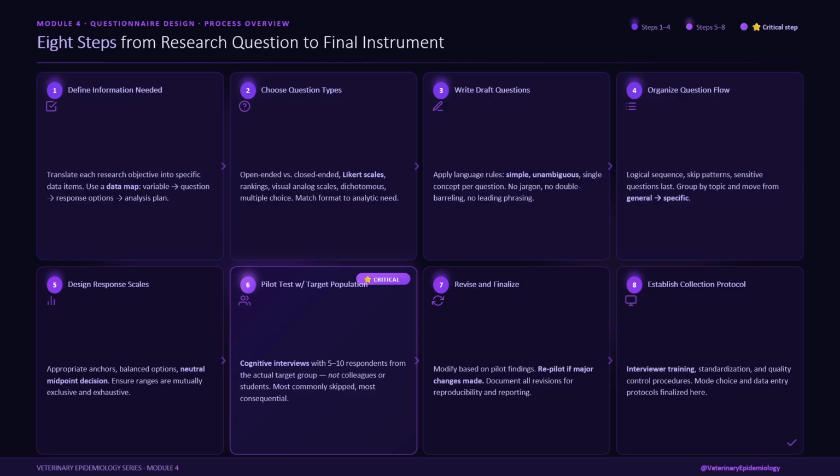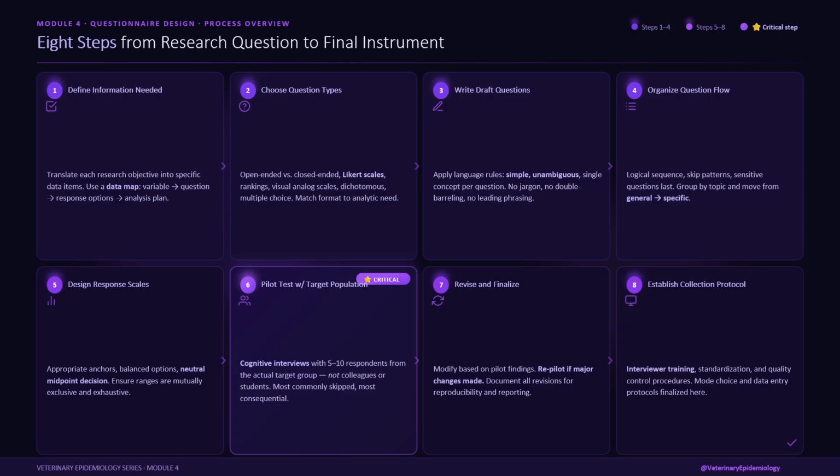Step 2, choose your question types: open versus closed-ended, Likert scales, rankings, dichotomous, multiple choice, match to the analytic need. Step 3, write the draft questions. Simple, unambiguous language, one concept per question, no jargon, no double barreling. Step 4, organize the flow. Logical sequence, skip patterns, sensitive questions last, moving general to specific.